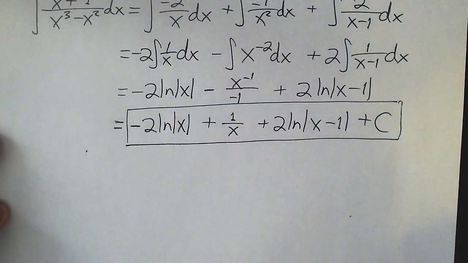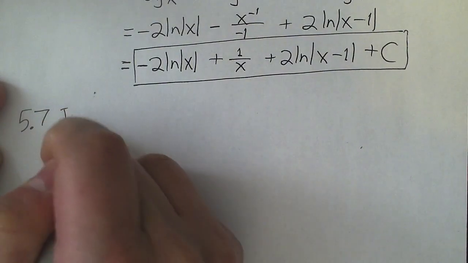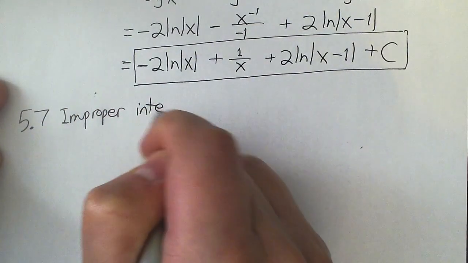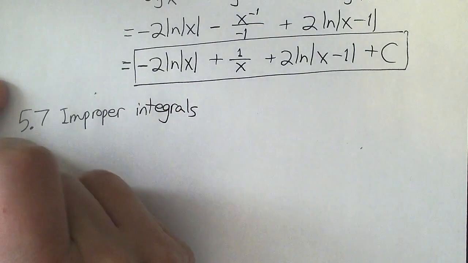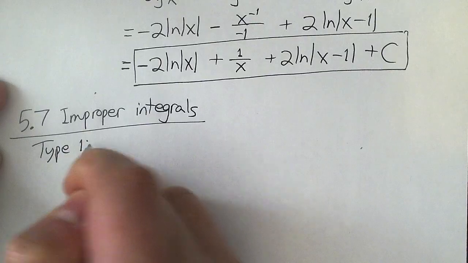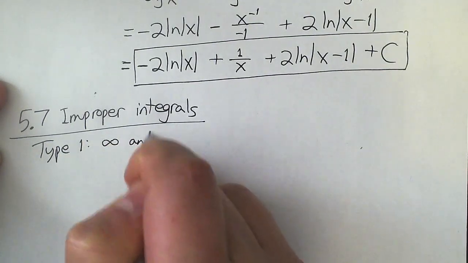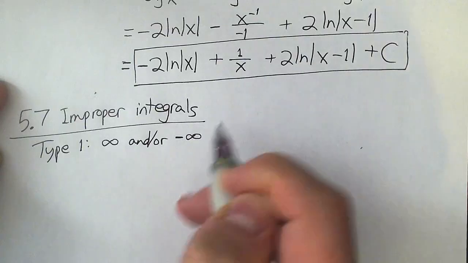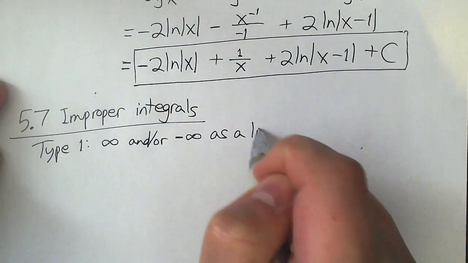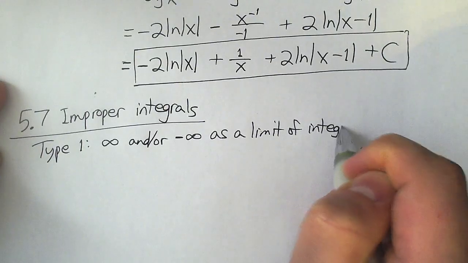All right, next up, we jumped to 5.7, which is improper integrals. I think I have one of these for us to do. There were two types. So quick summary, this is when infinity and or negative infinity are there as a limit of integration.